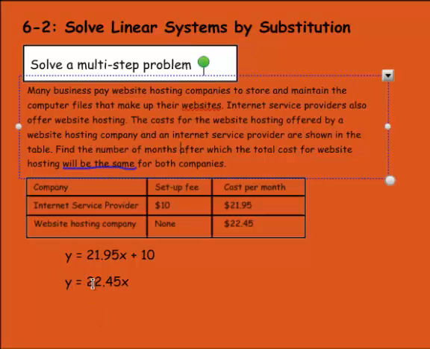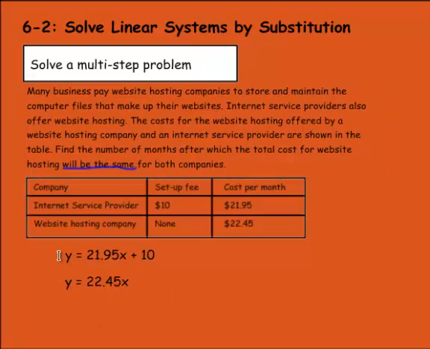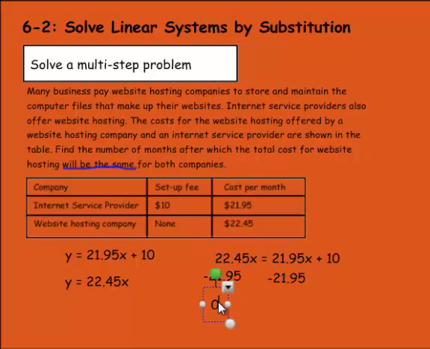Well, since I know y equals 22.45x, I could plug that in for y over here. So I could rewrite this equation: 22.45x equals 21.95x plus 10. Subtract 21.95x from both sides. And that would be 0.5x equals 10.